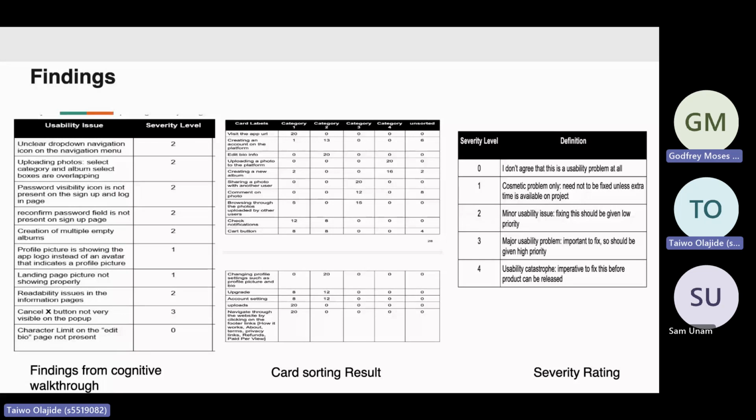In terms of card sorting, card sorting is a technique that involves asking users to organize information into logical groups. This is a table of the card sorting results we had, and on your right hand side are the severity ratings from 0 to 4.